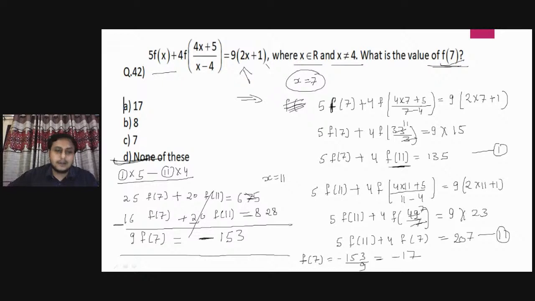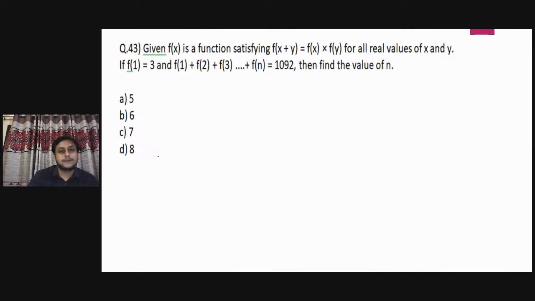Easy question, but a little bit calculative, right? Now come to the next question. Given function f(x) is a function satisfying f(x plus y) equals f(x) into f(y). This is a different one. It is not f(x plus y) equals f(x) plus f(y). This is f(x) into f(y).